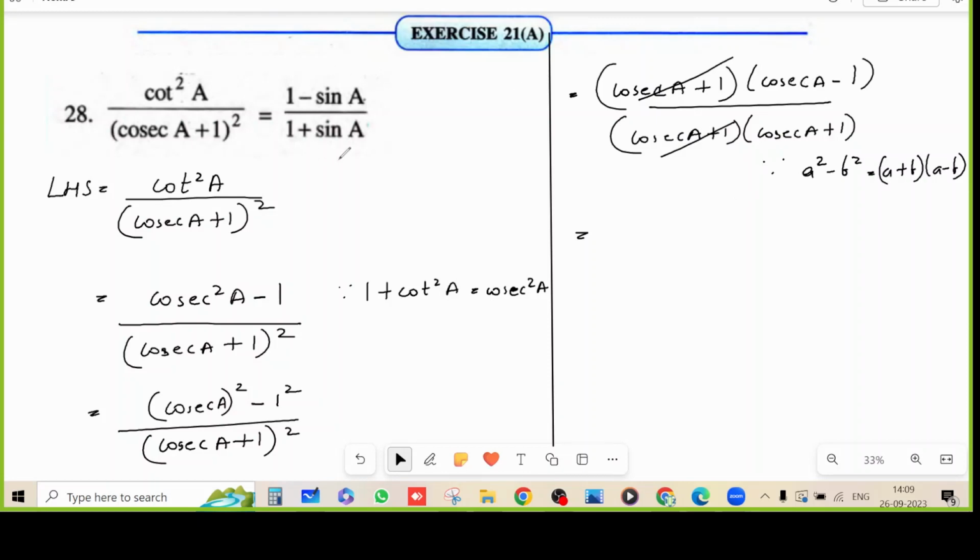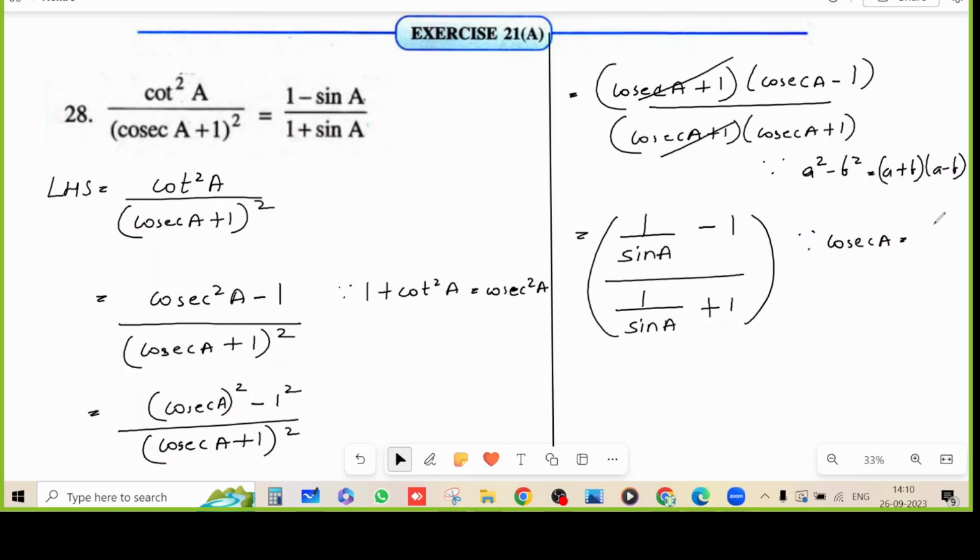Now we know that in the right hand side the terms are consisting of sine form. So we will convert cosec in the form of sine as 1 by sine A. And in the denominator also the cosec A will become 1 by sine A. This is by the relation that cosec A is equal to 1 upon sine A.